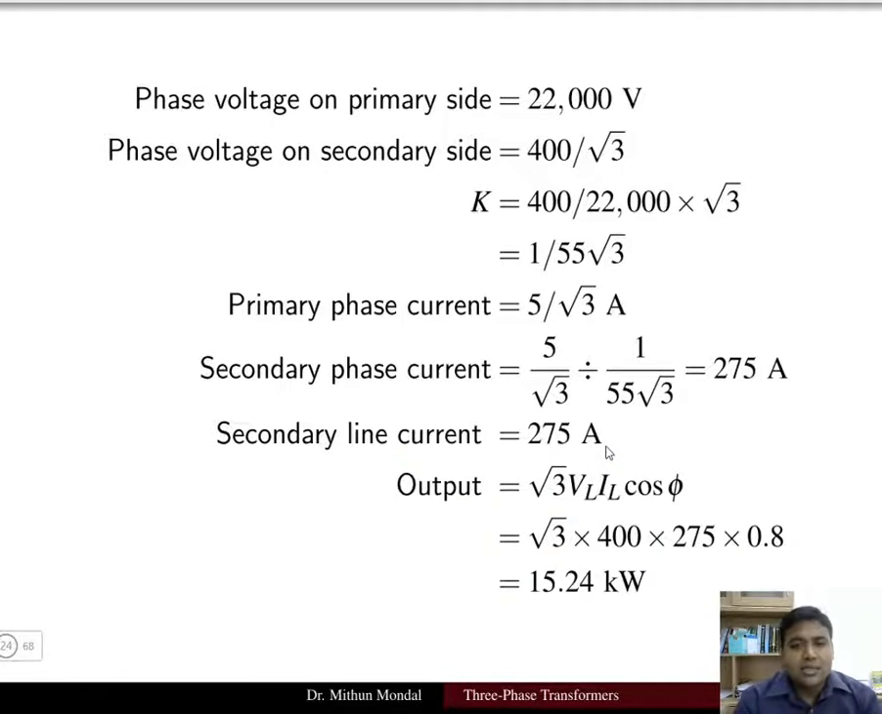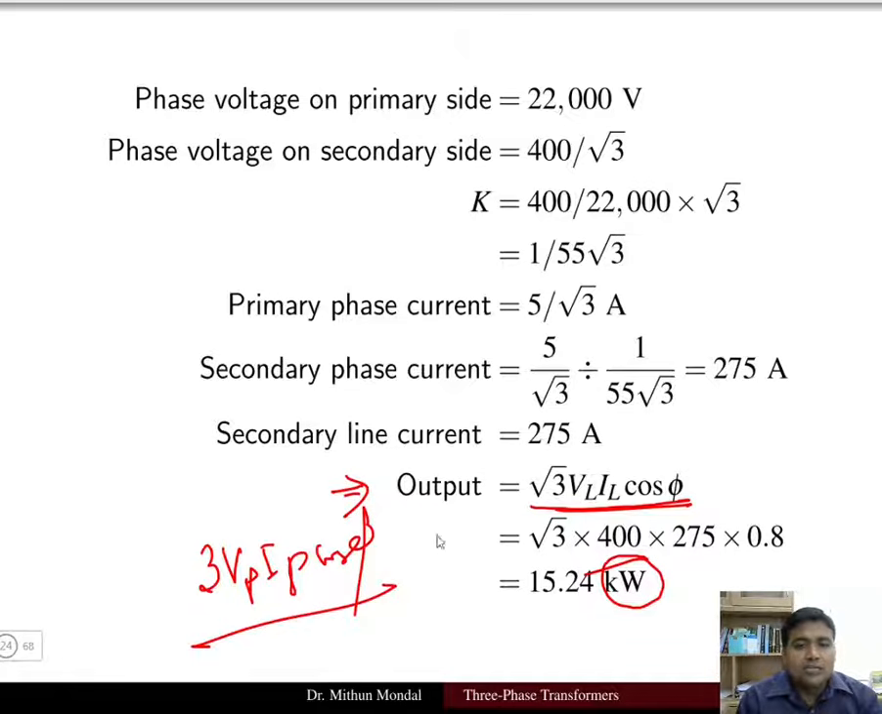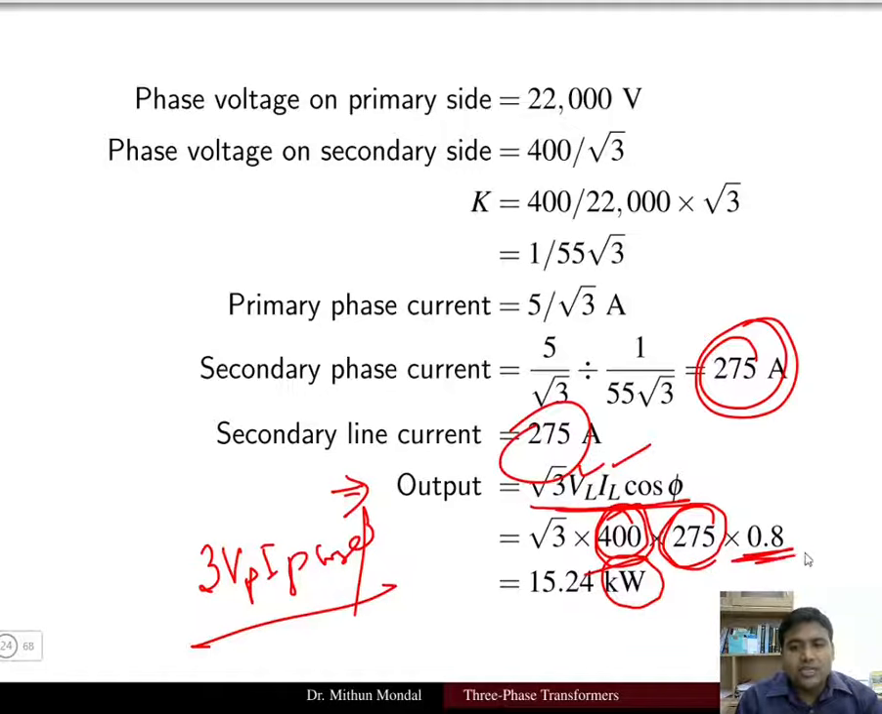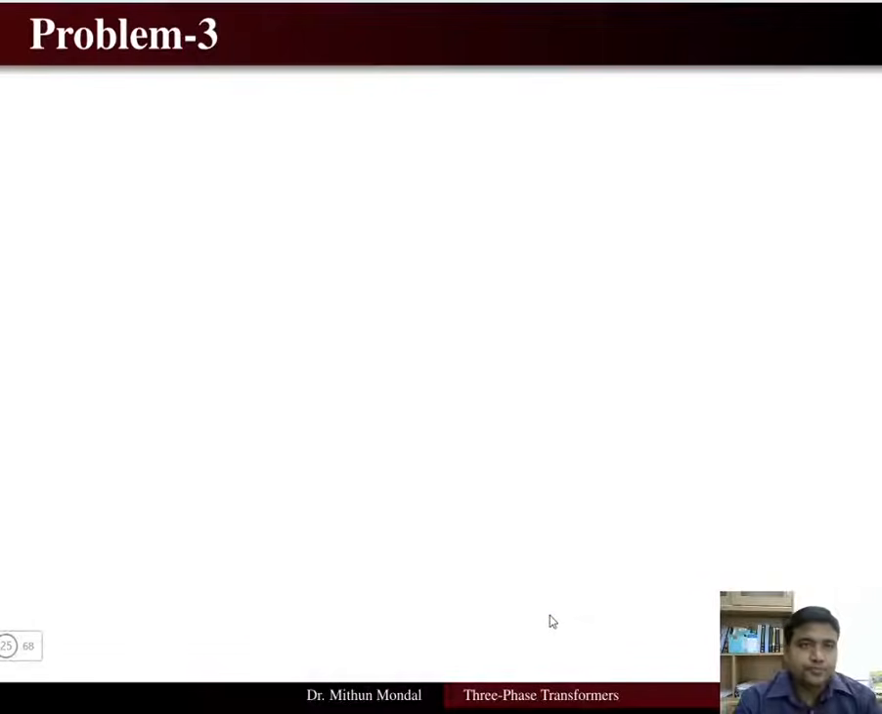Now the output power that we have to calculate, the power has to be calculated in kilowatt. So the formula will be root 3 VL IL cos phi, or otherwise we can also put 3 V phase I phase cos phi. Anything we can put. In terms of the line voltage, because 400 volt is the line voltage on the secondary side and 275 ampere is the current flowing on the line side, and the power factor is 0.8, that gives you 15.24 kilowatt as the output power.